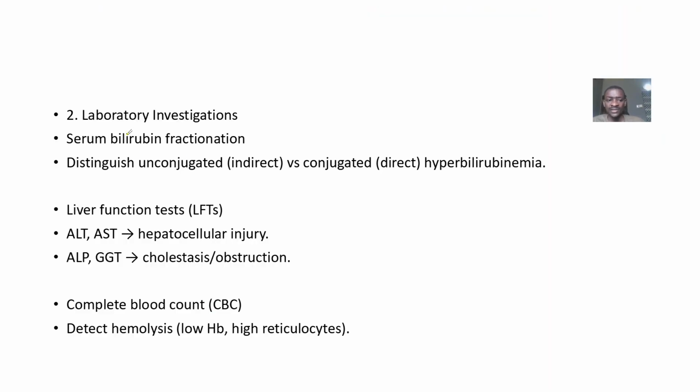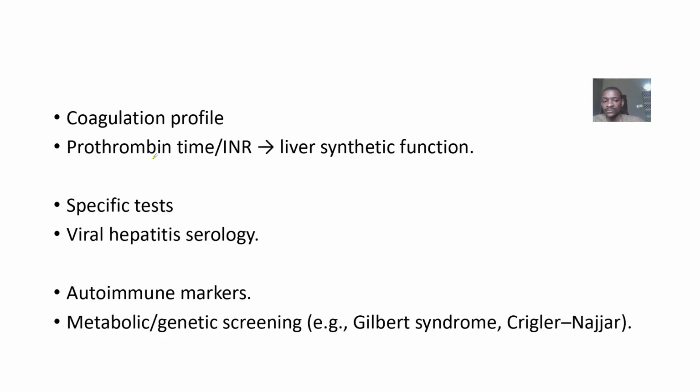So for laboratory investigations, you now do the serum bilirubin fractionation. You distinguish unconjugated from conjugated high levels of bilirubin. You do all those liver function tests and a complete blood count. That one, you just want to look at how many red blood cells were broken down. For the coagulation profile, you want to see how the person is able to coagulate.